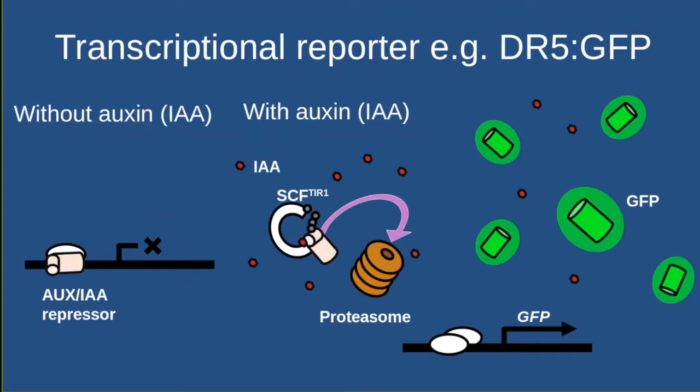So in the case of plants, the most famous one is probably something called DR5, which is really an auxin-responsive promoter. So what you have is this promoter, which in the absence of auxin is inactive because of the presence of these AUX/IAA repressor proteins. These are targeted for degradation by the auxin receptor complex in the presence of auxin, which relieves the repression to allow transcription, translation, fluorophore maturation, etc., to eventually give fluorescence.